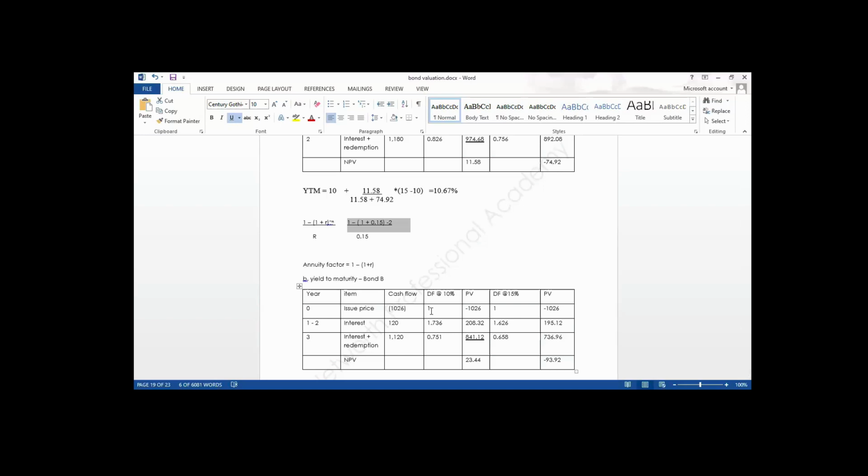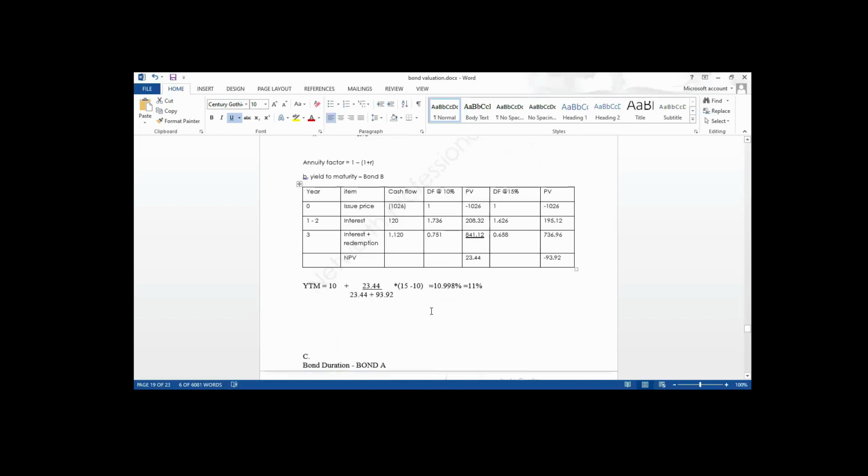At least you understand how to do it, because you are going to do it in the exam. You are going to need it, so the annuity factor will always come. So we have gotten the yield to maturity.